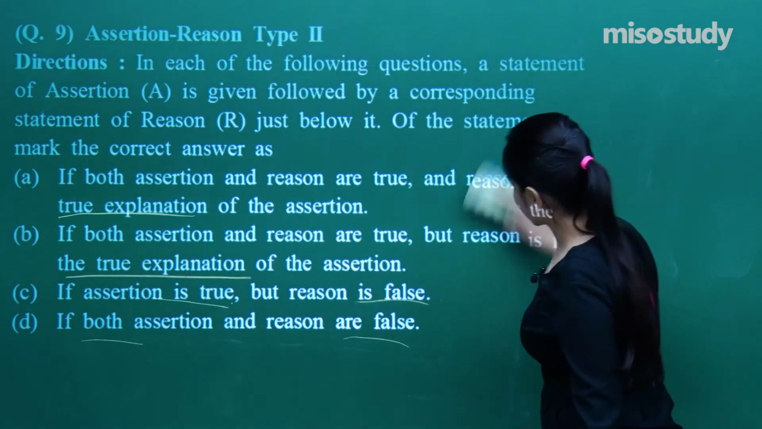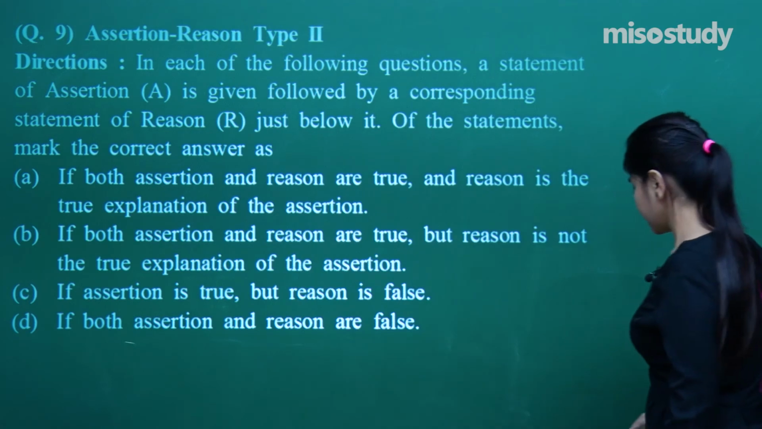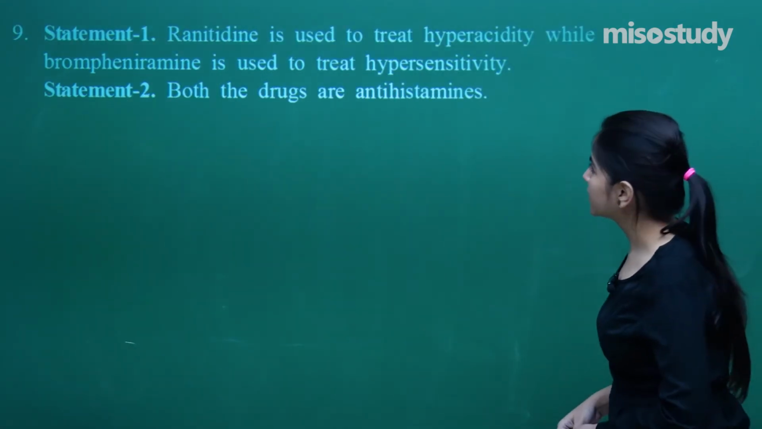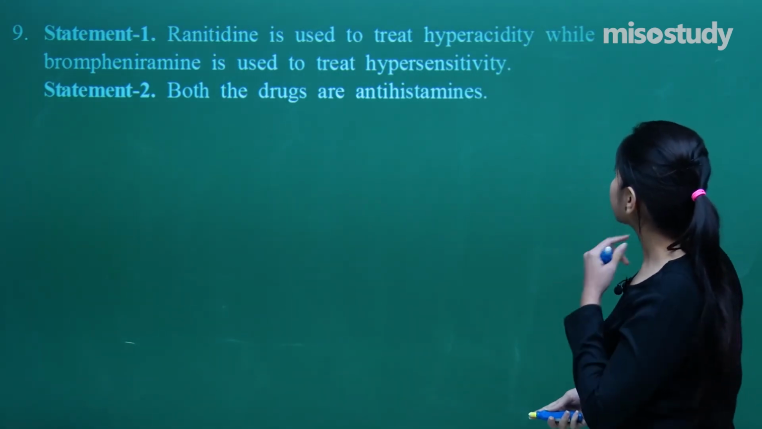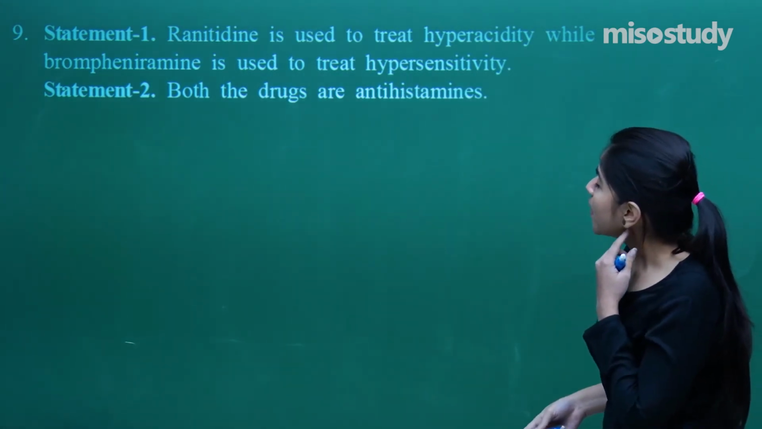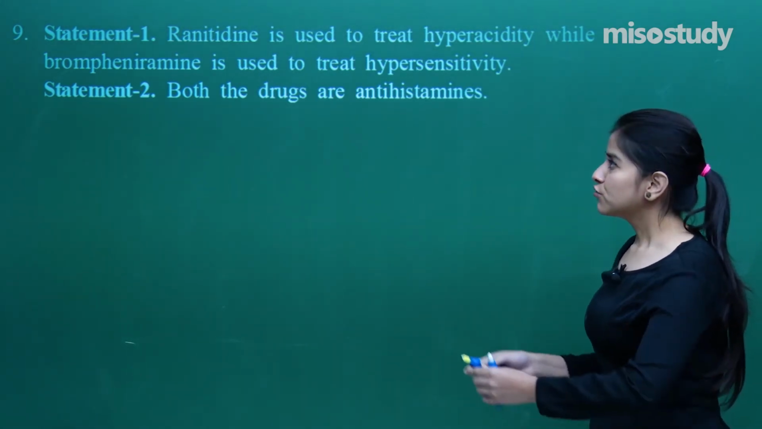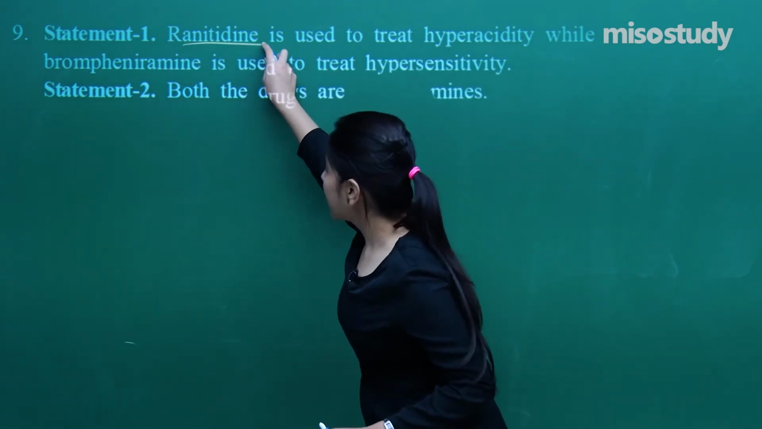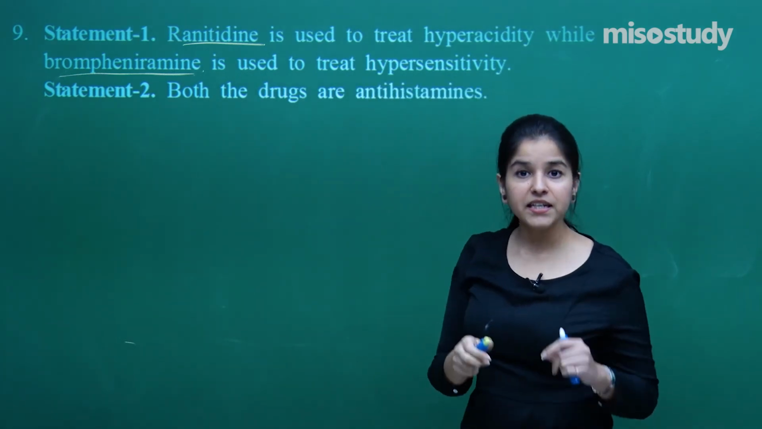Now, let us check what is the assertion and reason given for us. It says statement number 1: ranitidine is used to treat hyperacidity while brompheniramine is used to treat hypersensitivity. If you look over here, both ranitidine as well as brompheniramine are actually antihistamines.